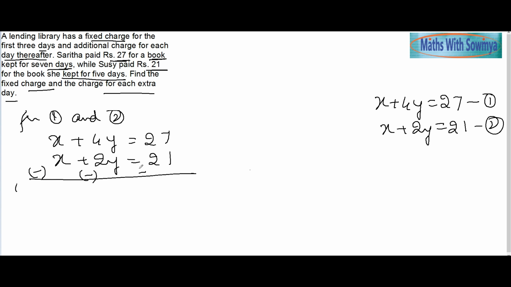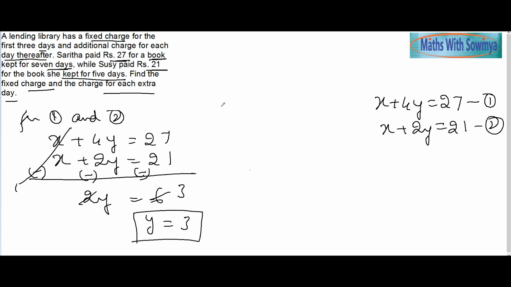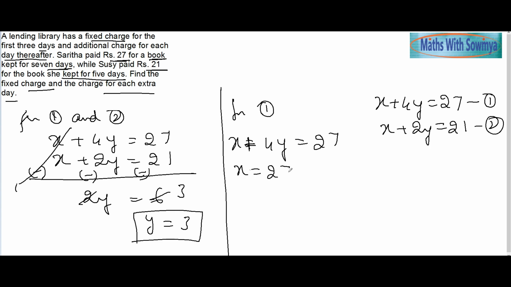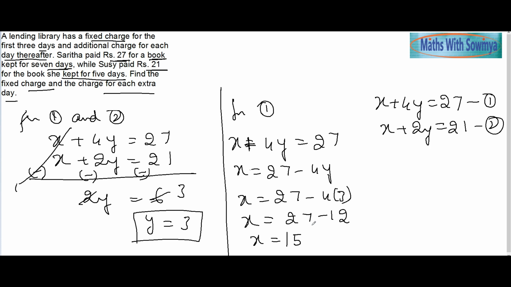Just change the sign. So this will be 2y. This is 6. So 3. y is equal to 3. y is what? Extra charge. We can find the value of x here. So from 1, x plus 4y, which is equal to 27. x is 27 minus 4y. x is 27, 4 into 3. x is 27 minus 12. So x will be 15 rupees.